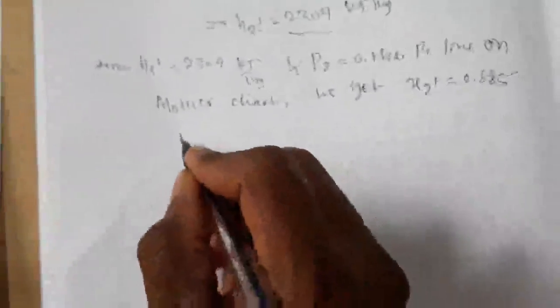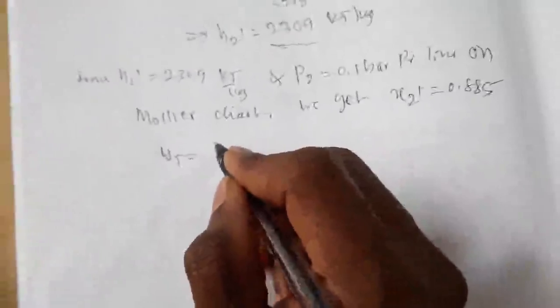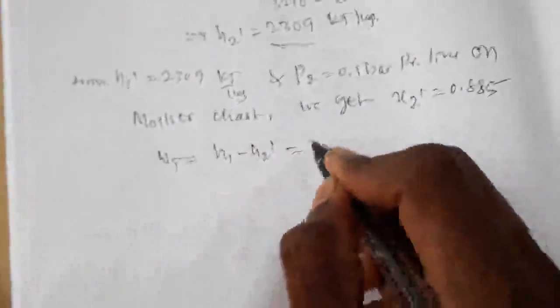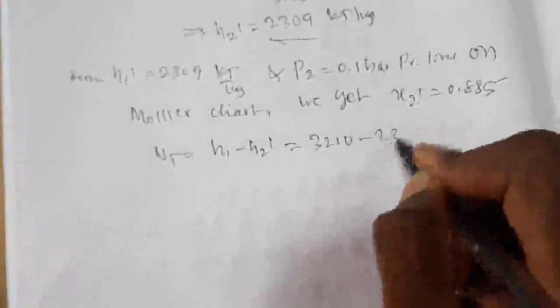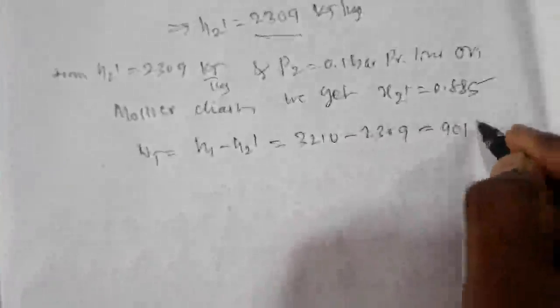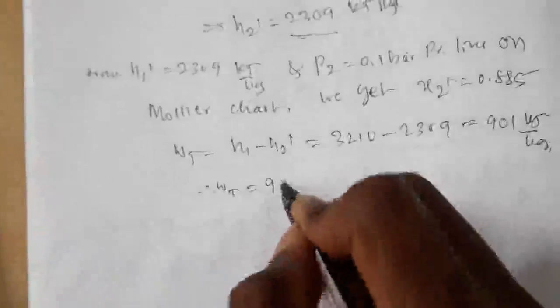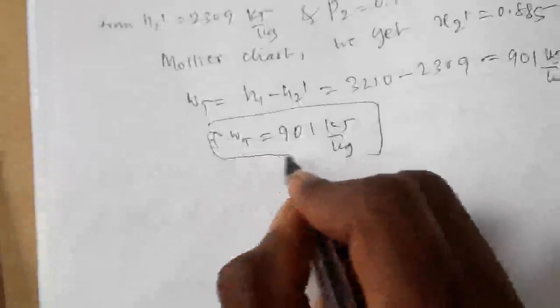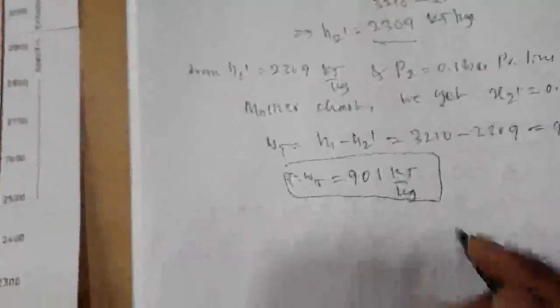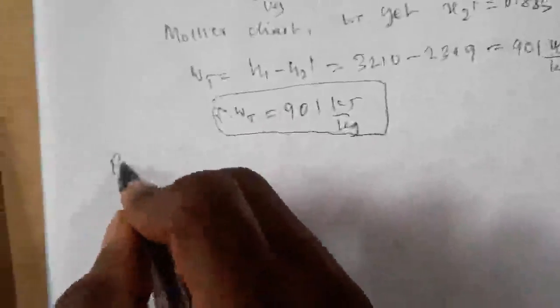Therefore turbine work WT is equal to H1 minus H2 dash, which is 3210 minus 2309, which is 901 kilojoule per kg. So WT I can write as 901 kilojoule per kg. Just put it under the box. So we calculated the turbine work. Now our job is to calculate pump work also for calculation of turbine efficiency.